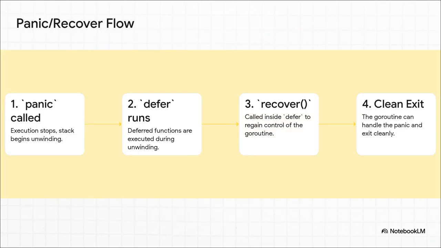So let's walk through this, because the timing is everything. A panic happens, normal work stops. But before the whole program crashes, Go runs any deferred functions you've set up. That's your window of opportunity. By sticking recover inside one of those deferred functions, you can intercept the panic, and you're back in control.